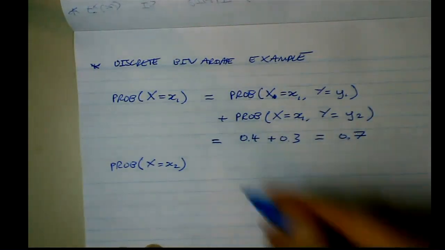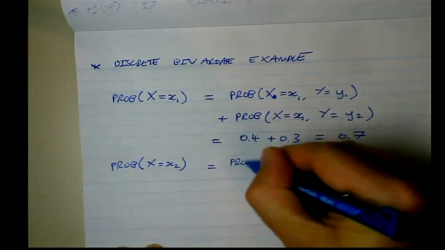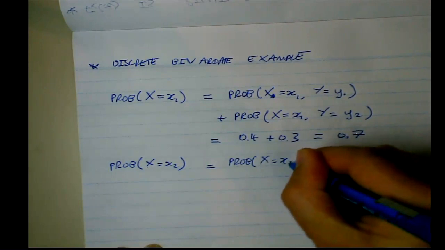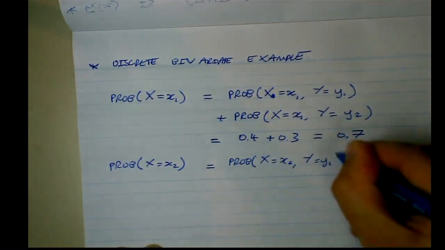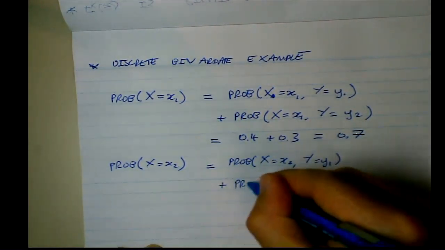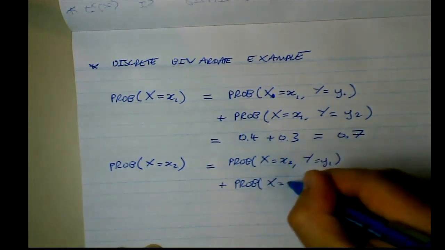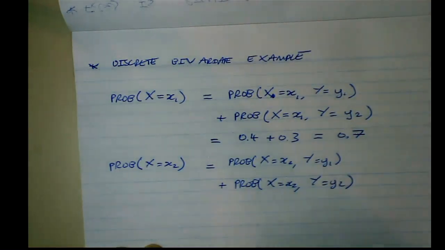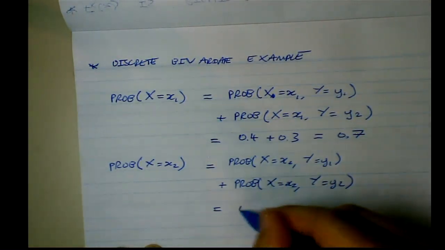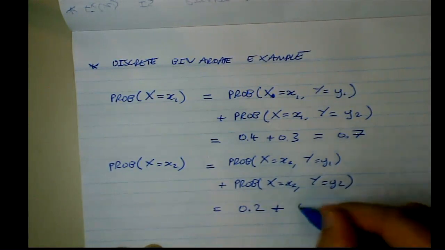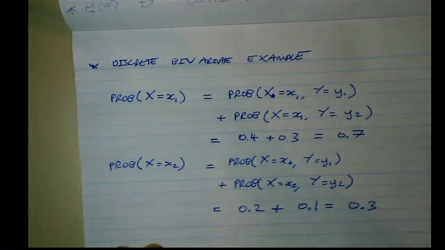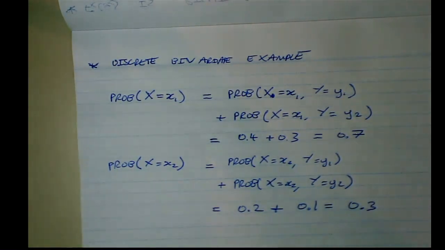X equals x2. That can happen in 2 ways. You can have x equal x2 and y equal y1, or you can have x equal x2 and y equal y2. Sum them both up. First one was 0.2, second one was 0.1, so you get 0.3. That's how to obtain the marginal distribution.